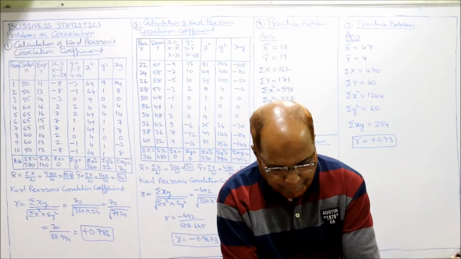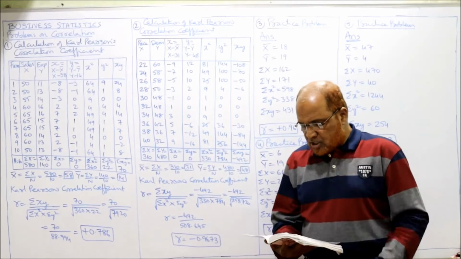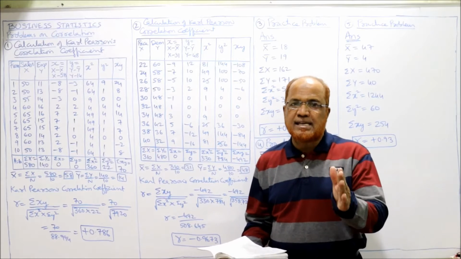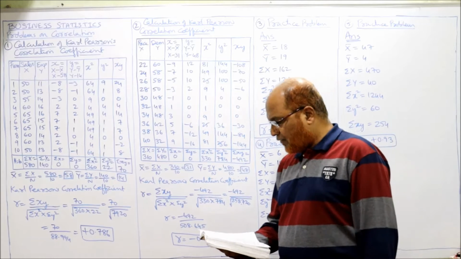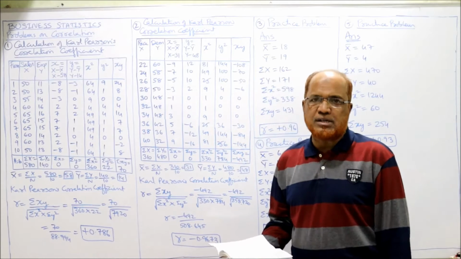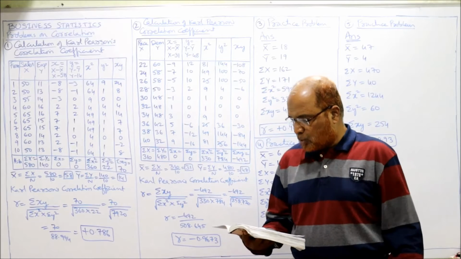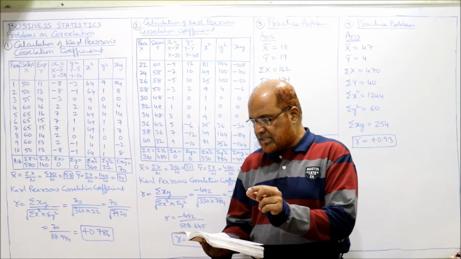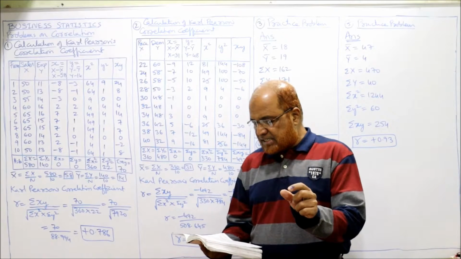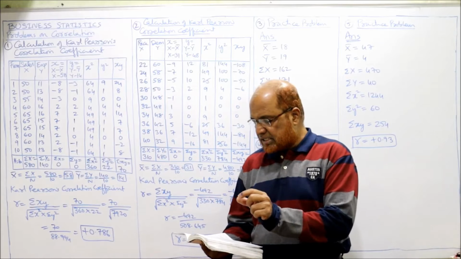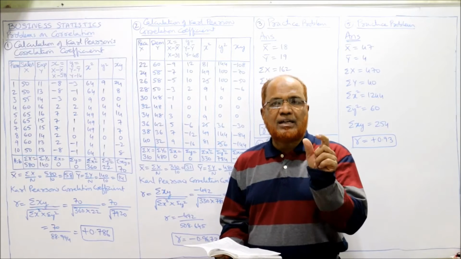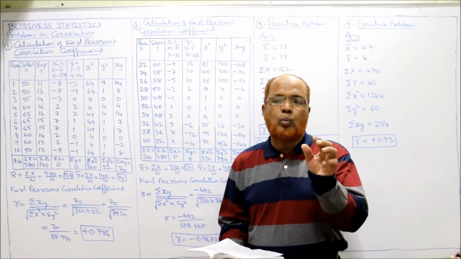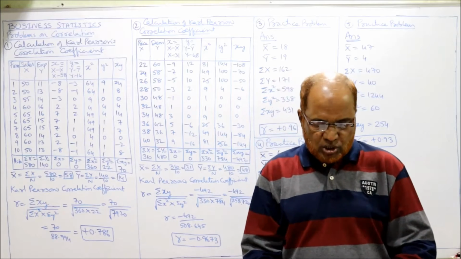See the first problem. Find the coefficient of correlation between the sales and expenses. Two variables are given: sales and expenses, of the following 10 firms. Firm numbers 1, 2, 3, 4 up to 10 are given in the problem, and sales are given as 50, 50, 55, 60, 65 like that. And expenses are given as 11, 13, 14, 16, 16 like that. So we are given the sales and the expenses of 10 firms, and we are asked to find the correlation coefficient.